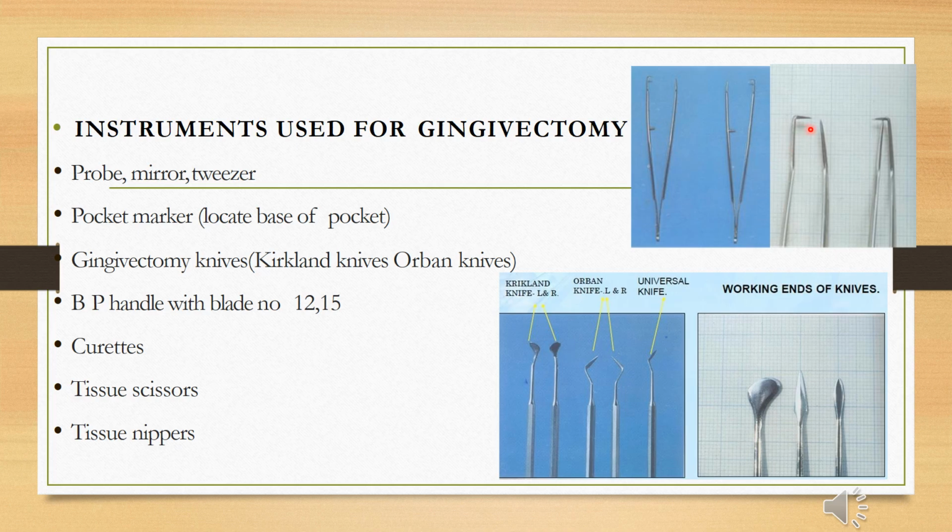You can see one side has a vertical bend and the other one has a sharp vertical point. And we have gingivectomy knives. We have the Kirkland knife and the interdental type Orban knives, and also the universal knife. These are the gingivectomy knives available, and we should also have a BP handle with blades number 12 or 15, and also curettes, tissue scissors, and tissue nippers.